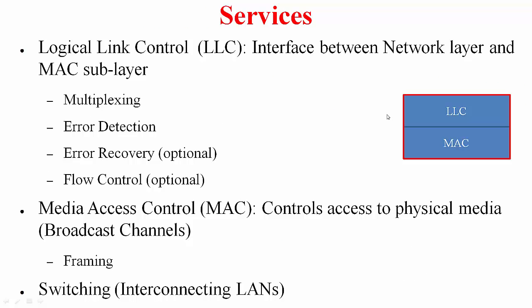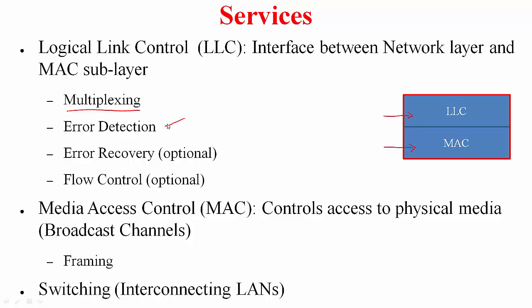The link layer itself is divided into two sublayers. LLC stands for Logical Link Control, and MAC stands for Media Access Control. The Logical Link Control interfaces between the network layer and the MAC sublayer. Its main job is basically multiplexing. We covered this before. What is it? When a link layer receives a frame, it needs to determine which of the higher layer protocols it needs to pass the payload to. That is demultiplexing, which is part of multiplexing.